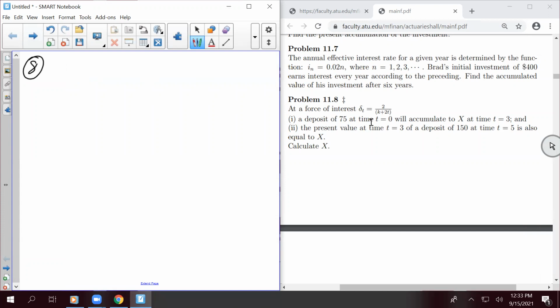A deposit of 75 at time 0 will accumulate to x at time 3. So under force of interest, x is the accumulated amount, right? So that's the amount, and the principal is 75. And e to the integral from 0 to 3 of delta t dt, right? That's what happens in the force of interest: the amount is equal to the principal times e power the integral over the interval. Agreed?